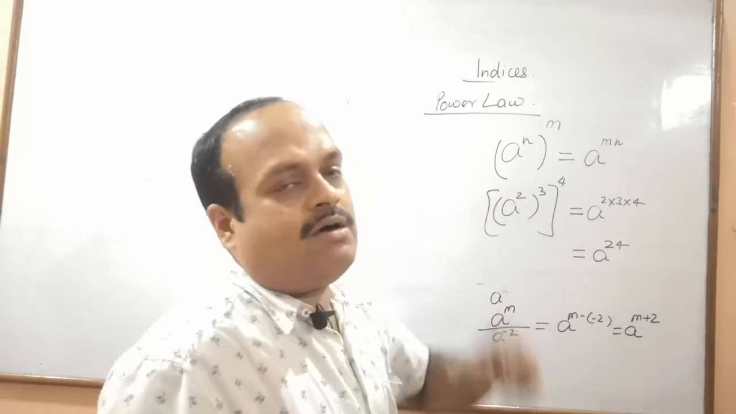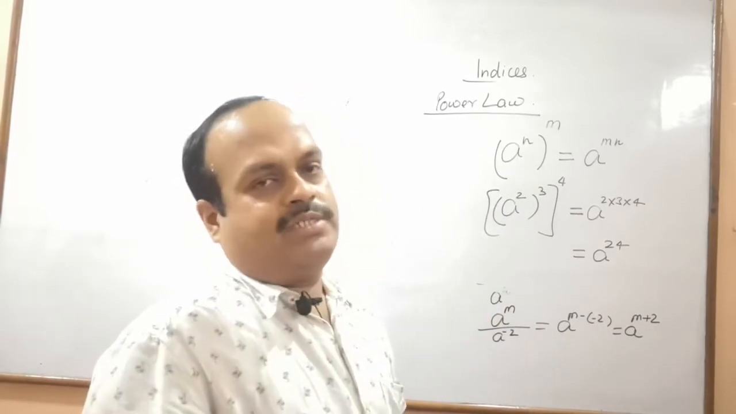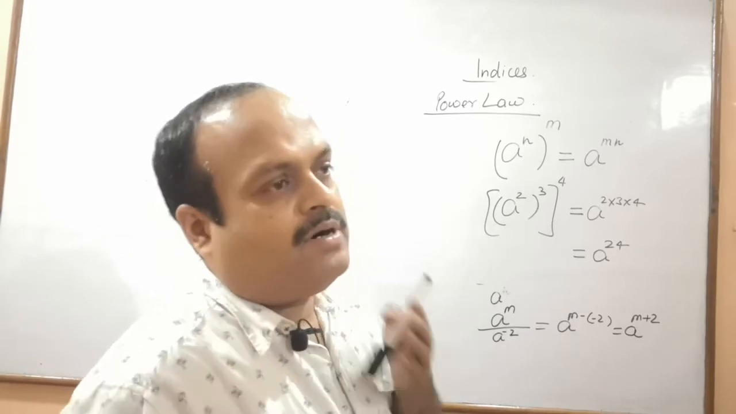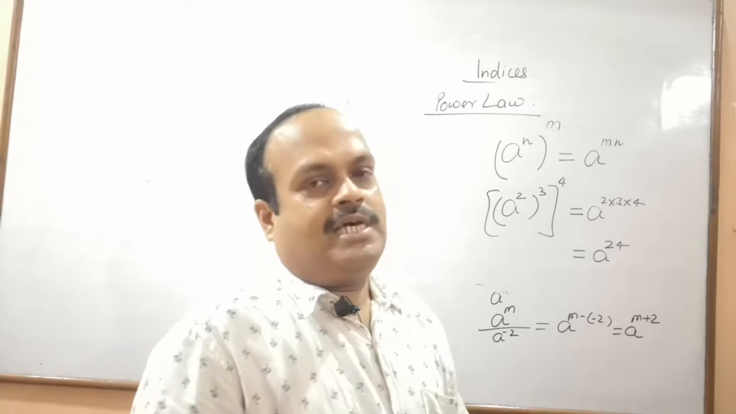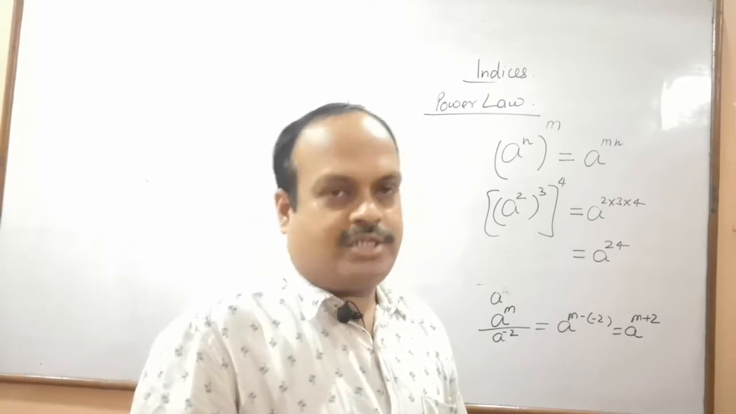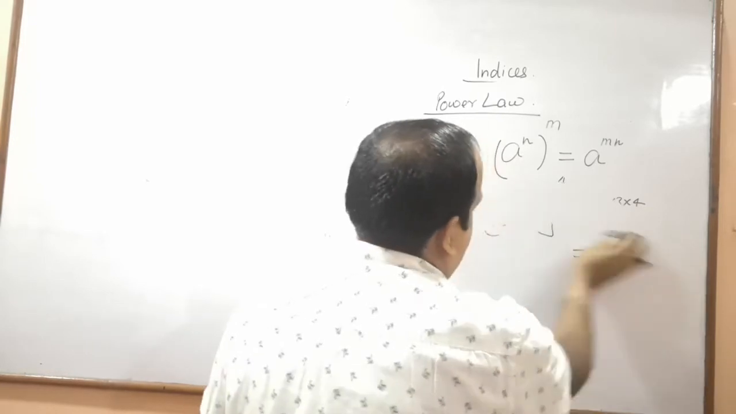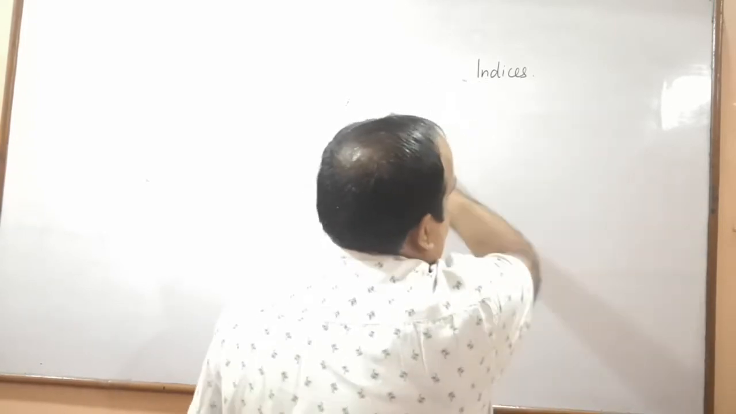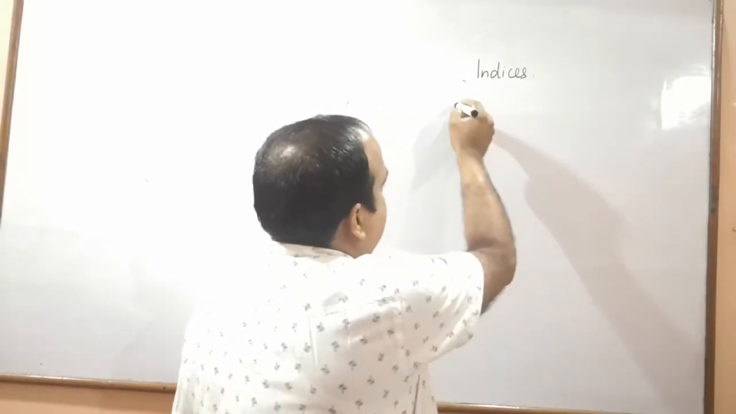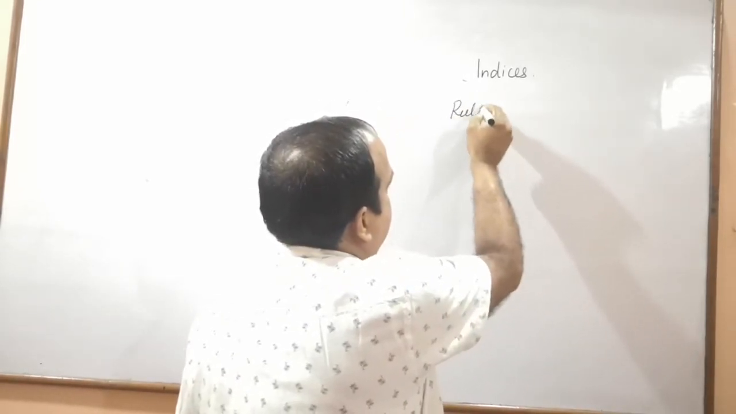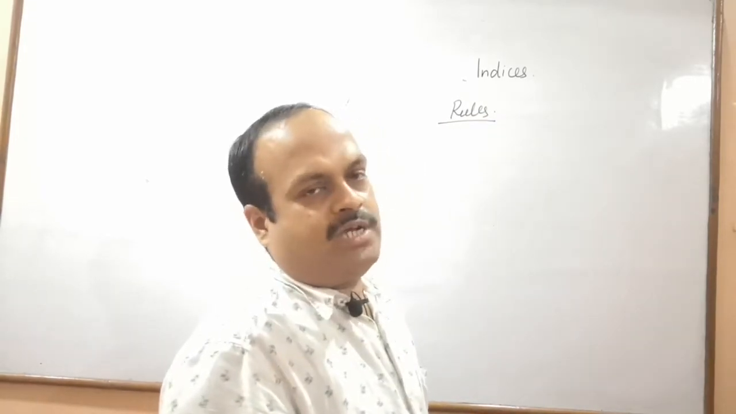So 3 laws I have explained. Now a few more rules we need to know for simplification of exponential numbers or terms other than these 3 laws. Points to be remembered.